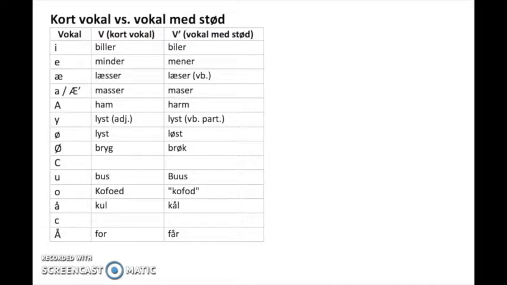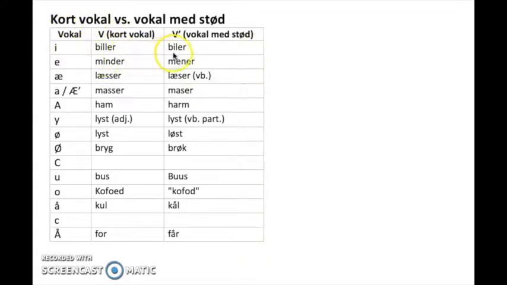Hello everyone. This is a short video on vowels and word stress, or vowel stress, in Danish. It's going to be very easy to follow. I'm going to read out the different words, taking into consideration some different vowels, and there will be two types. For this first table, we will have a short vowel, and then a vowel with a stress or emphasis.